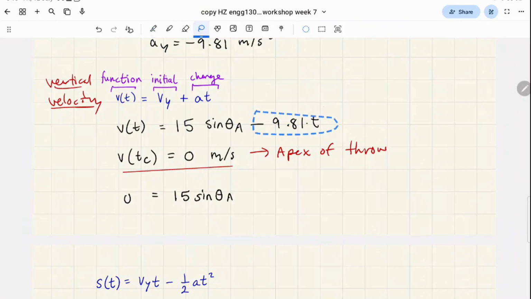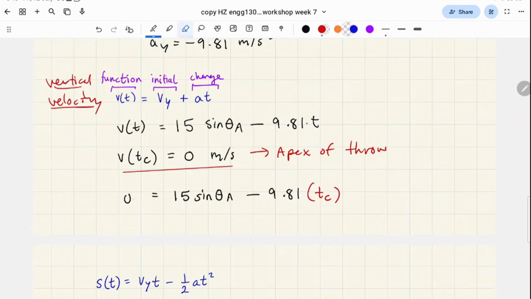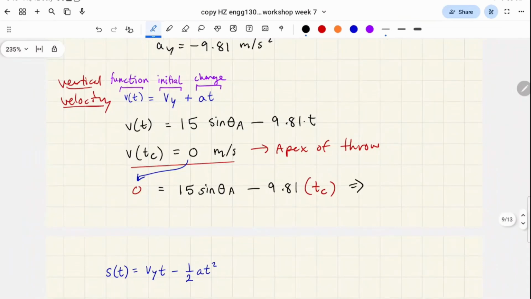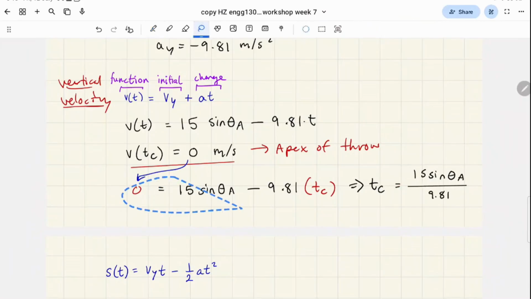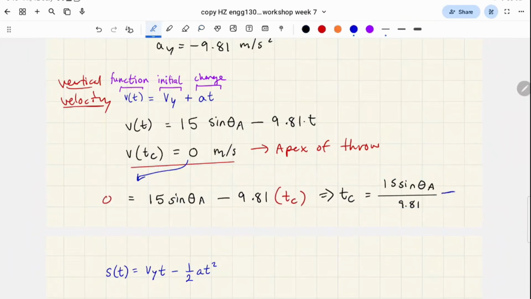So basically, we're copying this part over. I'll just show it to you visually. Tc, that's what we're solving for, and that information plugs in here. So when we rearrange for Tc, 15 sine theta a over 9.81. This will be our first equation for our simultaneous equation.